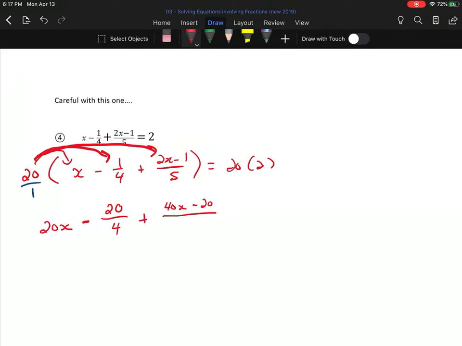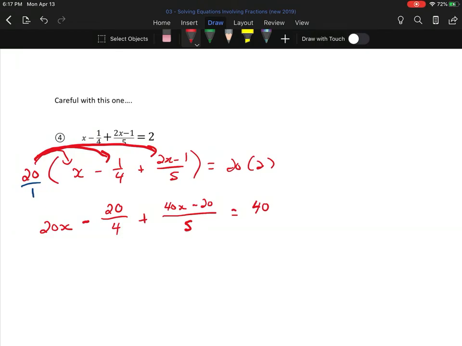That's an often forgotten step by people: when you're multiplying a fraction by a number, you've got to multiply everything in that numerator by that number. It's a distribution thing. And then the denominators, 1 times 5, I get 5. Over here, 20 times 2 is 40.